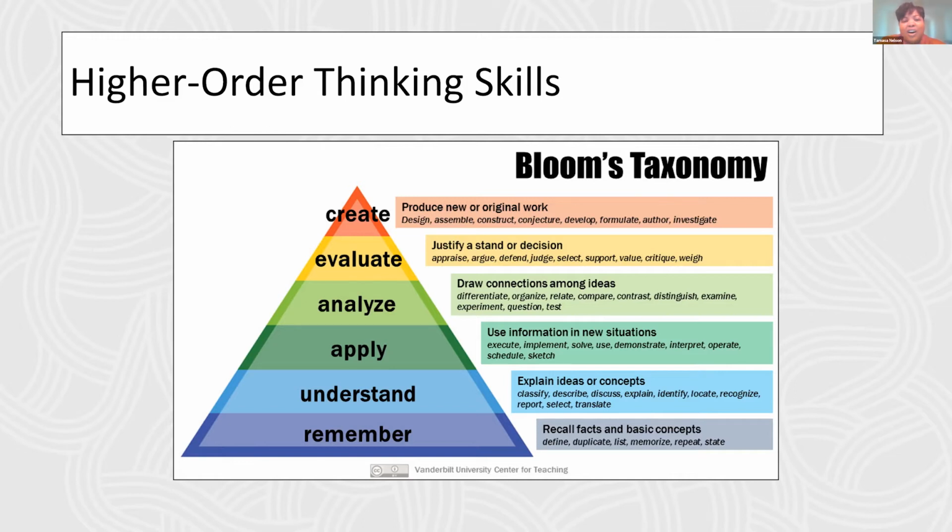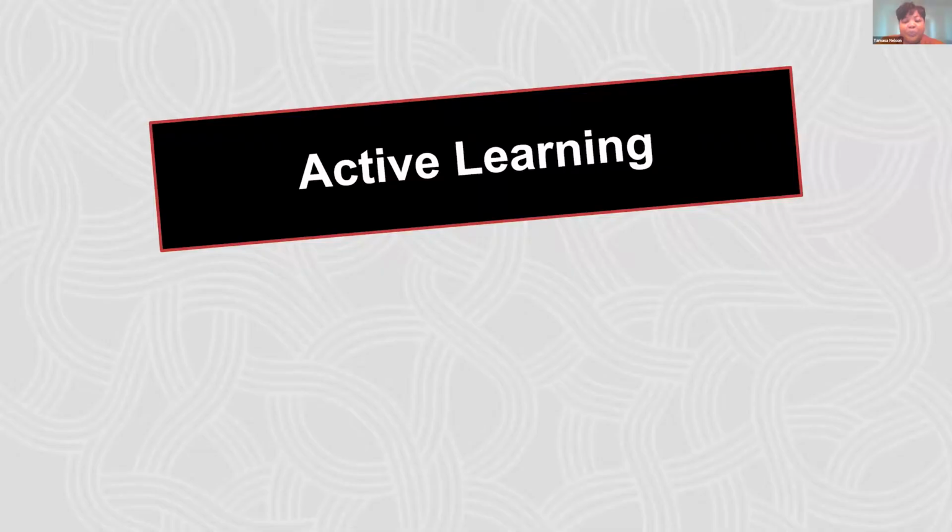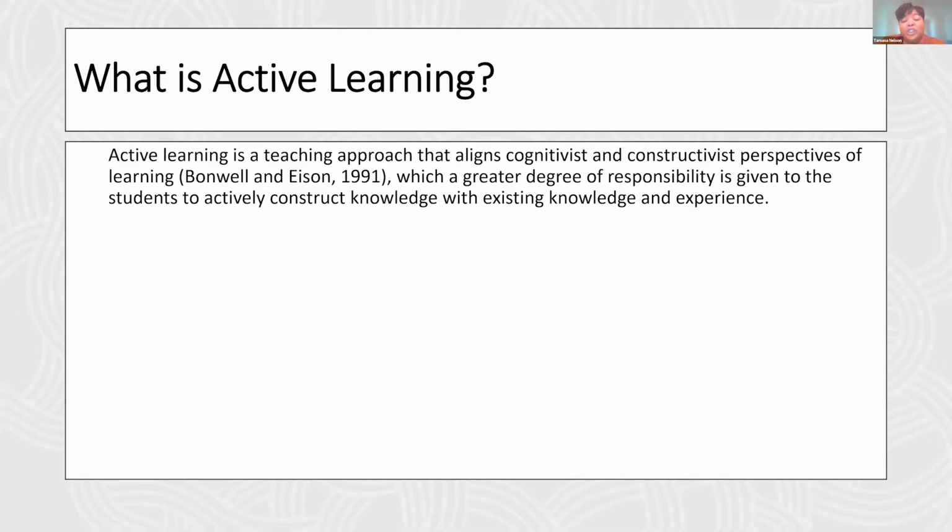So how does this all tie into active learning? Active learning is a teaching approach that aligns the cognitivist and constructivist perspectives of learning. In this case, a greater degree of responsibility is given to the students to actively construct knowledge with existing knowledge and experience. So this is taking into account that our students are coming into the learning environment with prior knowledge. And we are basically facilitating the process of allowing them to connect that prior knowledge to new knowledge and also to construct knowledge of their own.